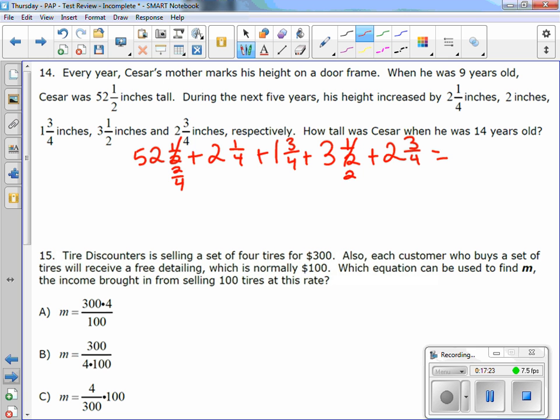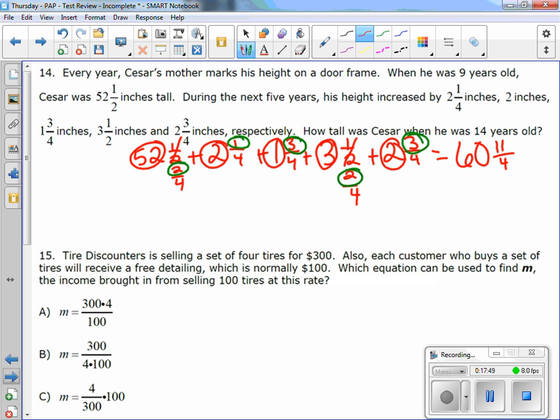This is 2/4. I'm going to add all the whole numbers. 52, that makes 54, 55, 58, 59, 60. And then I'm going to add all the numerators of the fractions. So 2, 3, 6, 7, 8, 9, 10, 11. So we have 11 fourths.